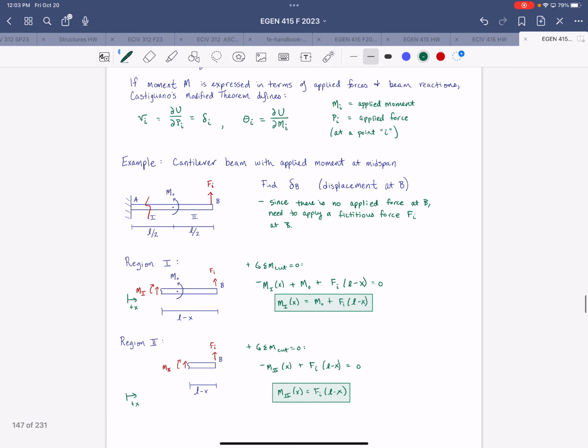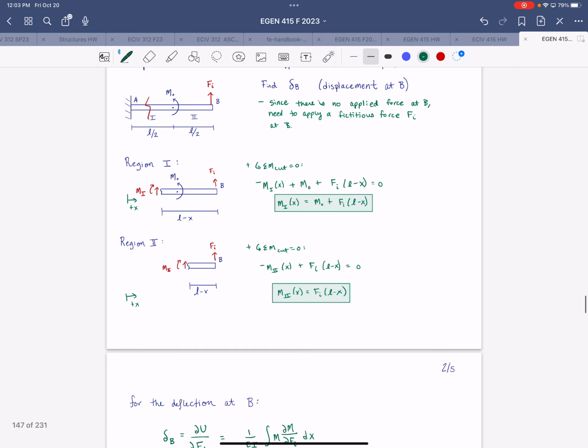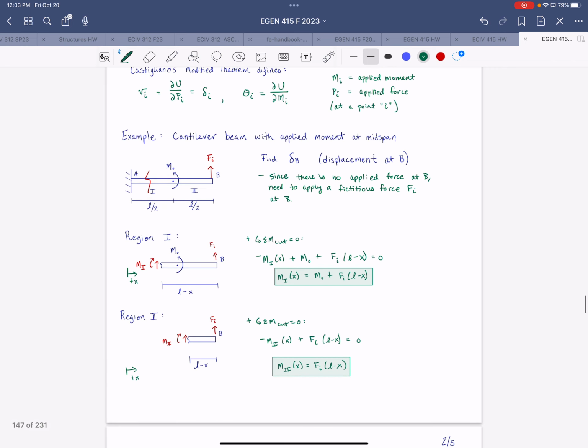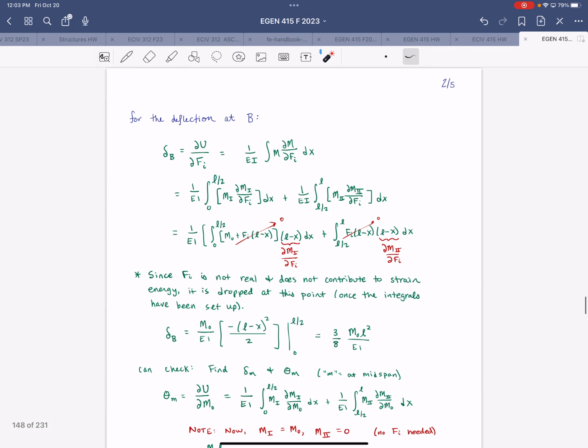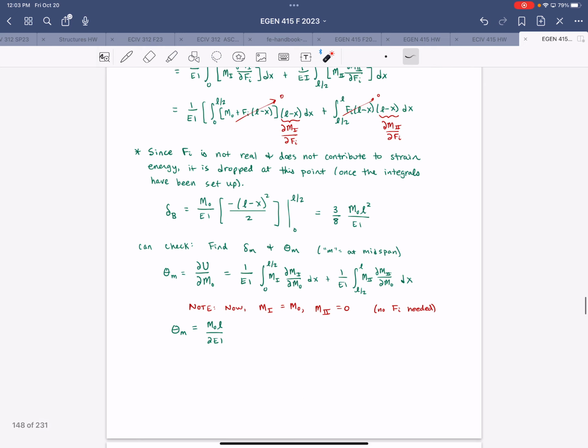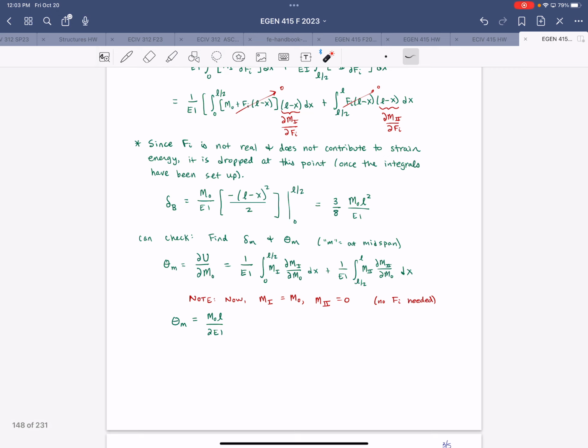Right, we were looking at this cantilever beam with an applied moment at midspan, and we first went through and calculated the deflection at the free end by applying the fictitious force and then determining the moment equations in the two regions with the fictitious force in play. After setting up the integrals and then dropping the terms that have the fake force in it, evaluating those integrals provides the deflection at the free end.